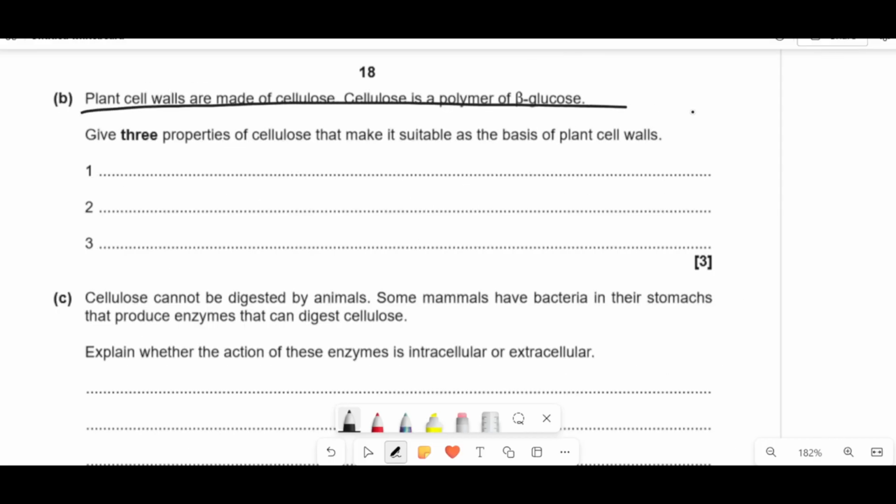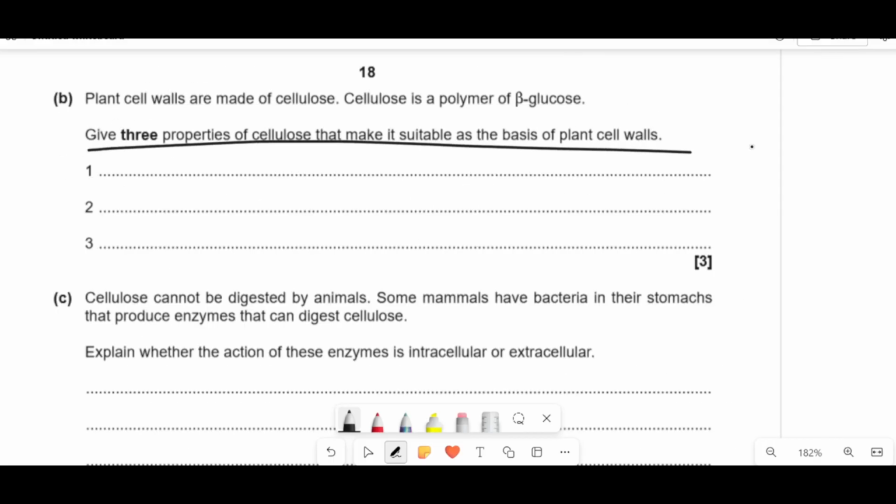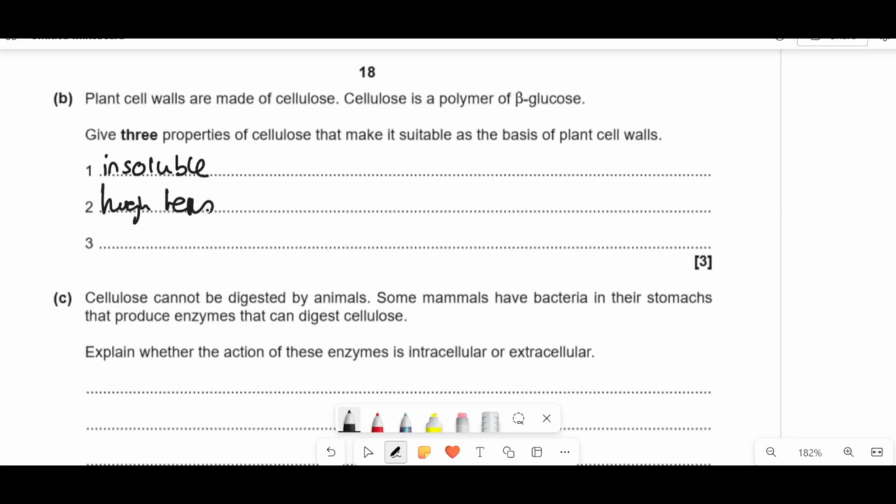Plant cell walls are made of cellulose, and it's a polymer of beta-glucose. Give 3 properties that make it useful. Number 1 is it's insoluble. You don't really want your cell wall to just dissolve. That's probably not a good idea. It's got a high tensile strength. You can't just say rigid. What that means is that it can resist being pulled. As well as that, it is flexible, and you can form hydrogen bonds with neighboring chains as well. So there's a couple.